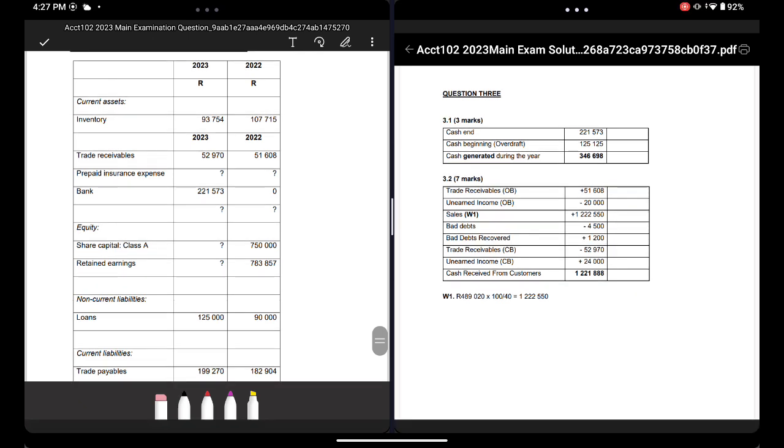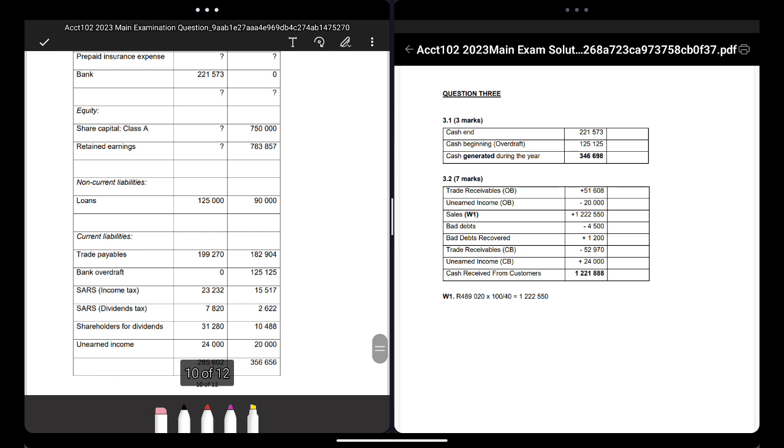Both will work. Then the next thing you need to know is your unearned income. Unearned income is income received in advance, which is basically income that you got in the business. This income is cash. Cash came into the business, right? It was for the next year. So according to the accrual concept, how the income statement is done, your sales figure won't actually reflect it as cash because the sale was for next year. But it's still cash that came in.